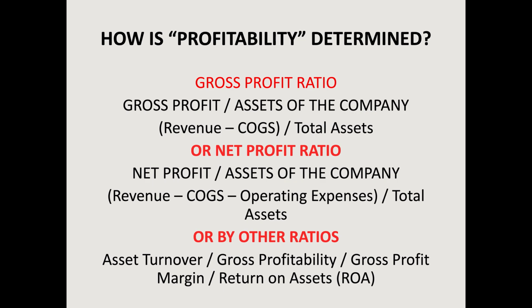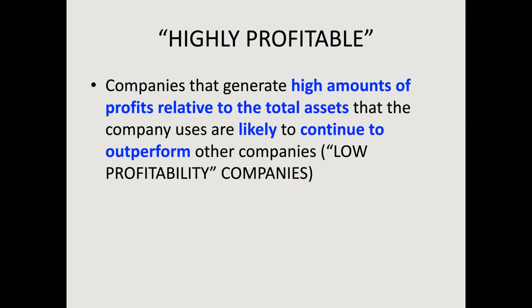It retains the engineering. All the engineering work is done. It retains the marketing and the distribution of those products, but it doesn't invest a whole bunch in plants because Apple has figured out that if we put a lot of money into plants, then those plants might become stale assets at some point, not as productive as we want them to be. So that might be an example of a high profitability stock. Way of explaining this: companies that generate high amounts of profits relative to the total assets that the company uses are likely, with a high degree of probability over a 20-year period of time, about an 80% probability, to continue to outperform other companies, what are called low profitability companies.